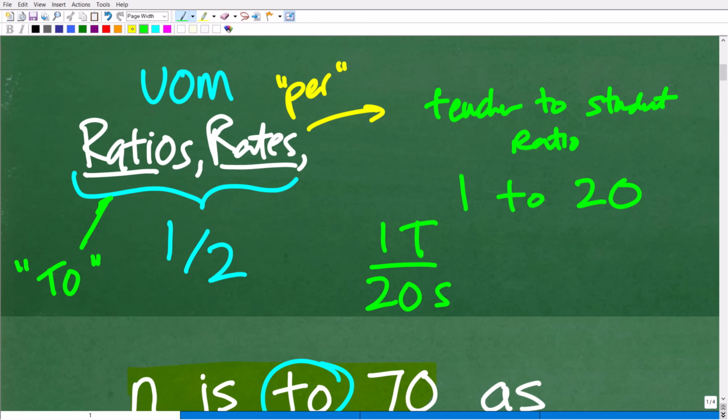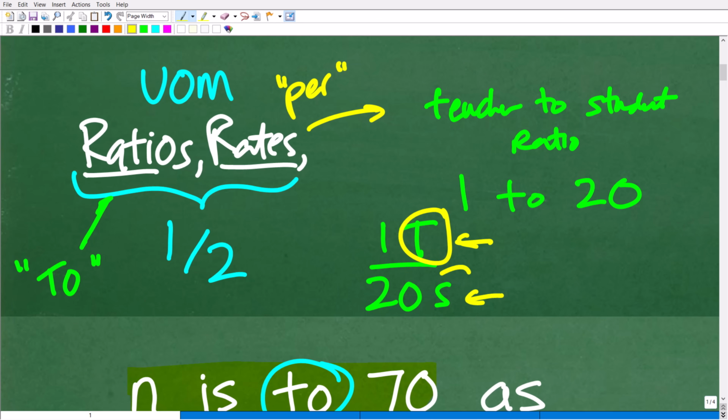Now, some of you might be saying, hey, Mr. YouTube Math Man, didn't you just say that if you compare two different units of measure, that is a rate? Well, not necessarily in this case. What we're counting here is human beings. See, a teacher is a human being, although I know a lot of you out there are saying, well, are you sure about that? Yes, indeed. We're counting people.